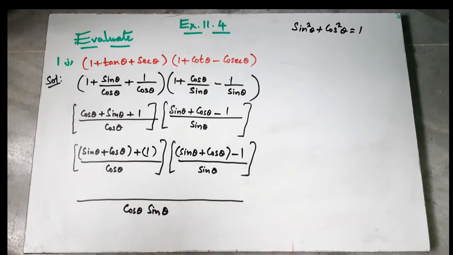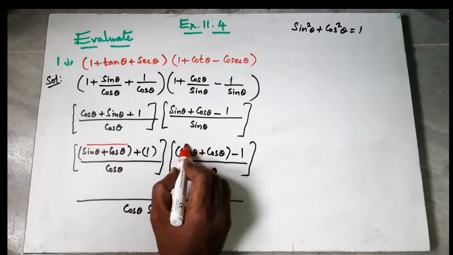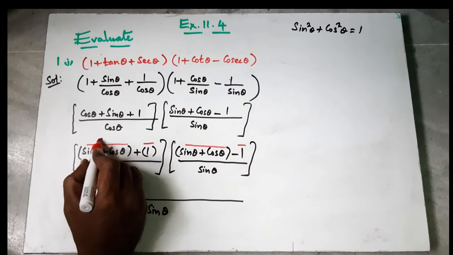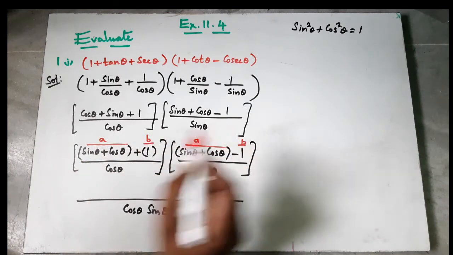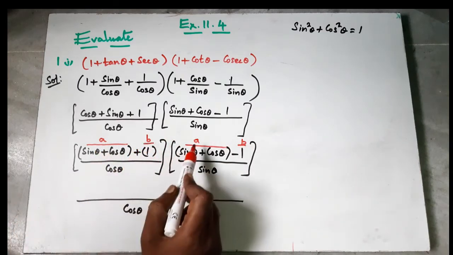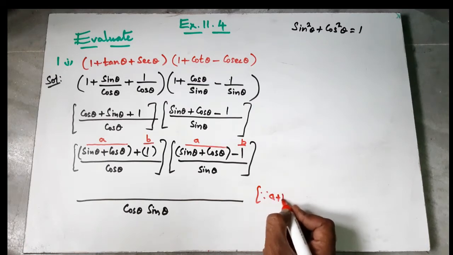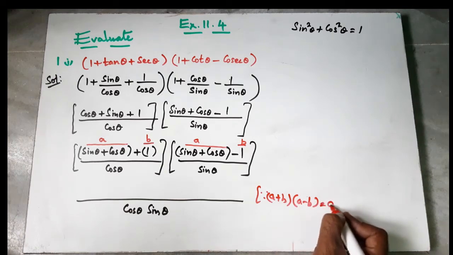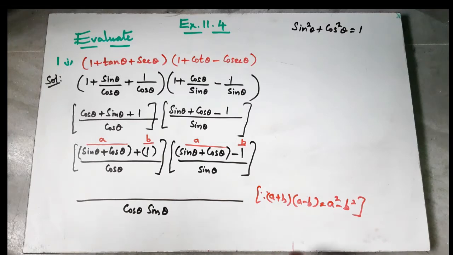Now see here, if you are going to observe here in the numerator, see here this total part sin theta plus cos theta, here sin theta plus cos theta, here 1, here 1. So we are considering this as A and this as B. Same thing, A and B. That means A plus B into A minus B. What do you have? A plus B into A minus B is equal to A square minus B square. So we are using this identity.